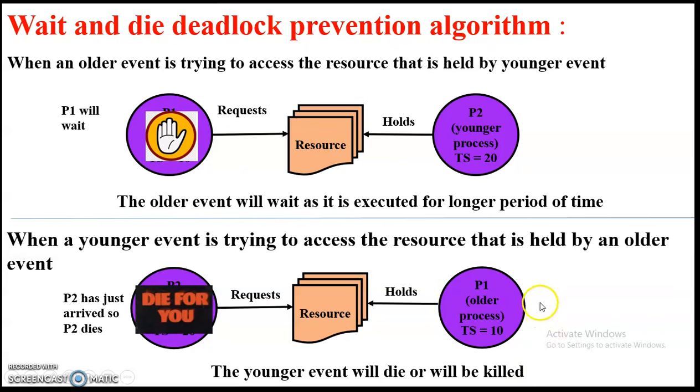Killing P1 would cost a lot, which is why killing the younger process is beneficial. So P2 will kill itself and P1 will continue with its execution. The younger event will die or be killed.